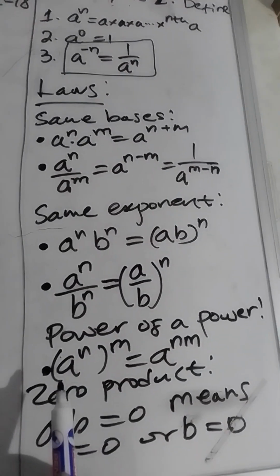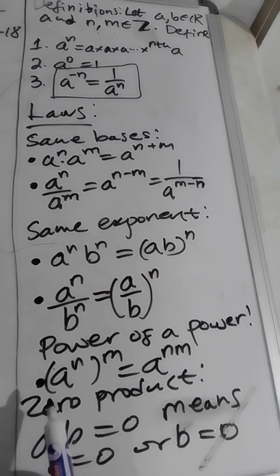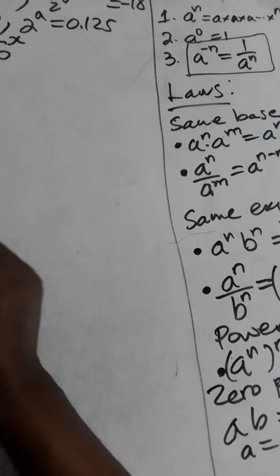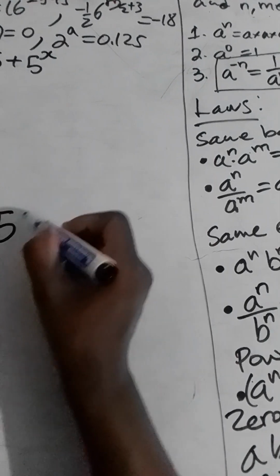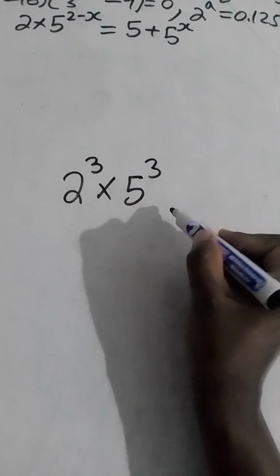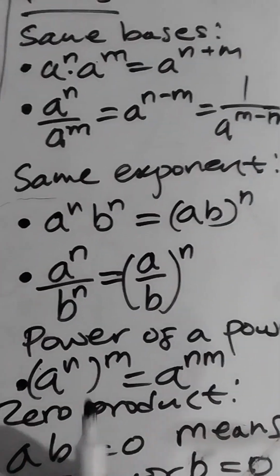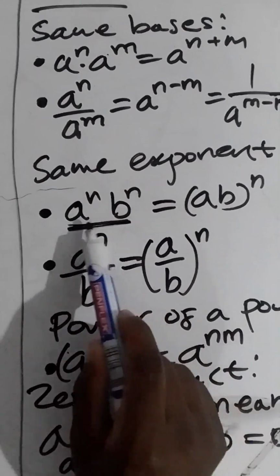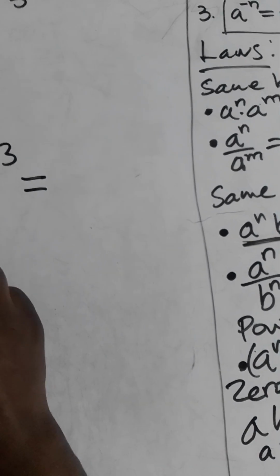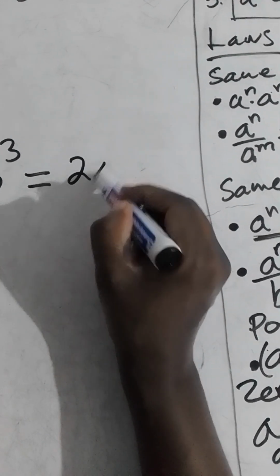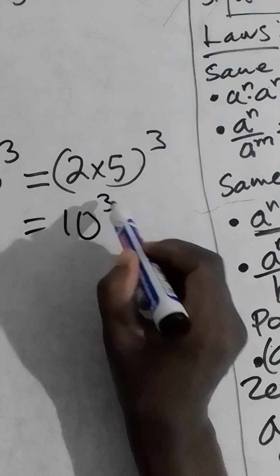Then let's go to the second set of laws, the same exponent laws. So let's say, for example, you have 2 to the exponent 3 times 5 to the exponent 3. What the first same exponent law says is that if you're multiplying 2 powers with different bases but same exponents, you can just multiply the bases together and keep the exponent. So we take 2 times 5 to the exponent 3, and this is 10 to the exponent 3.